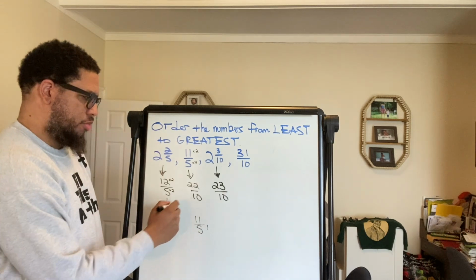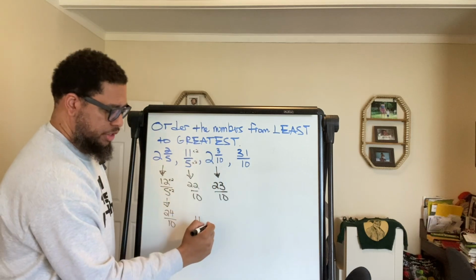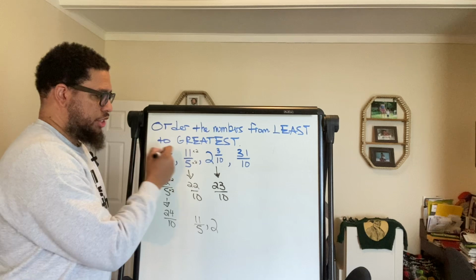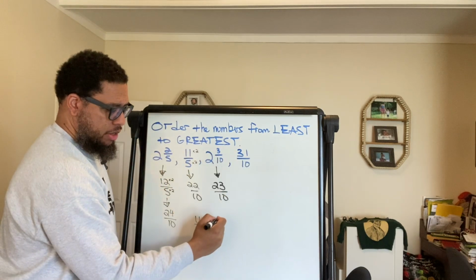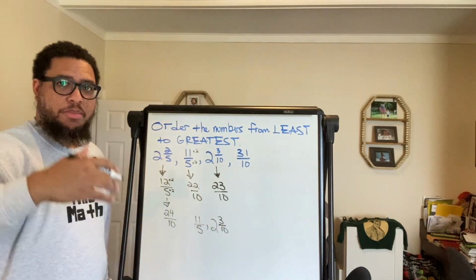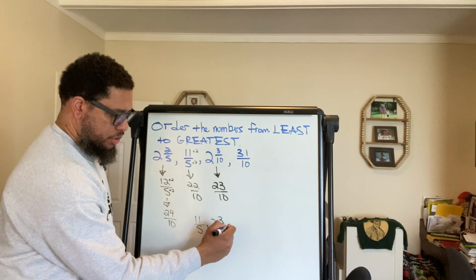Now, what's the next biggest numerator? 23. What was this initially? 2 and 3 tenths. You gotta give the answer in the original form. The original form is how the problem was originally written, not based on the equivalent fractions or improper fractions that we created. All right. Then we got 2 and 3 tenths.